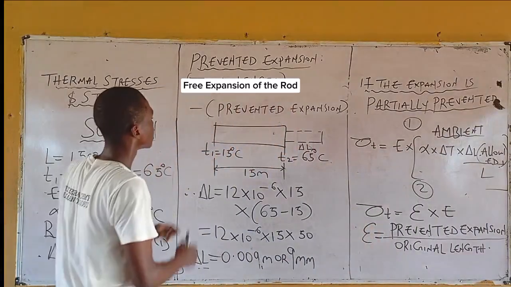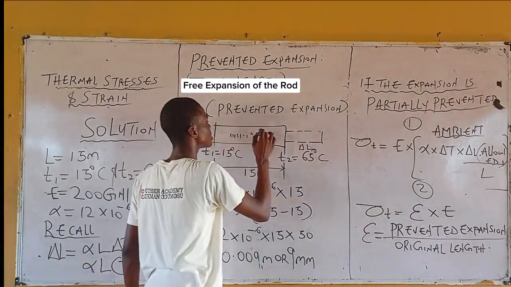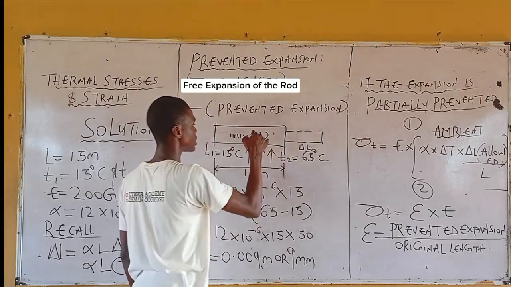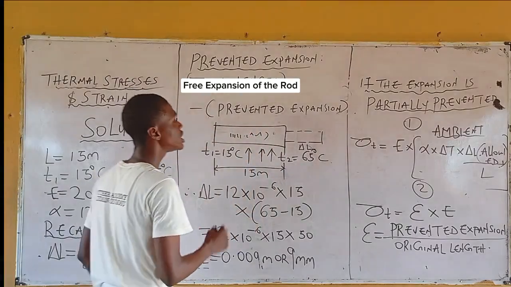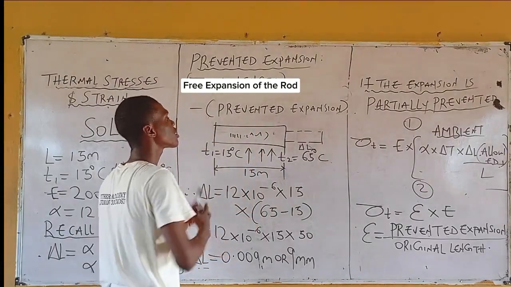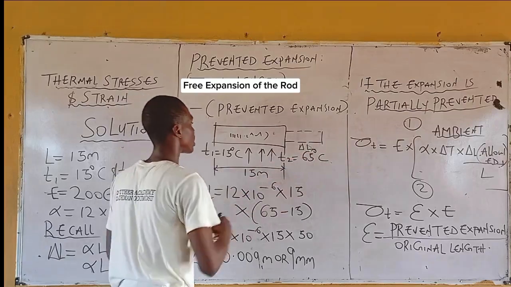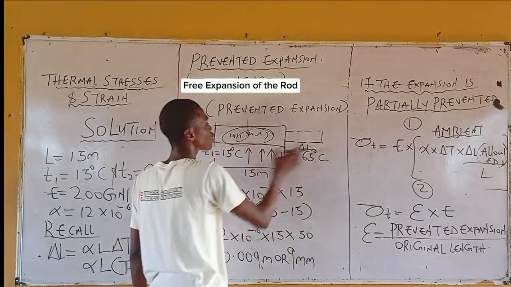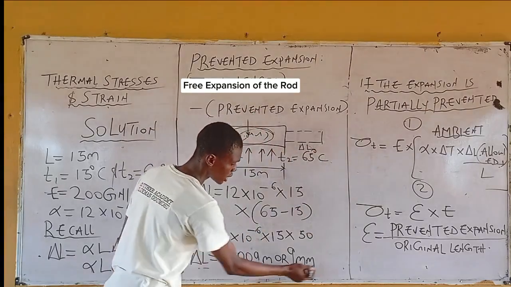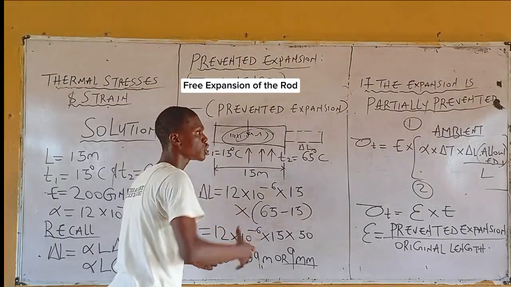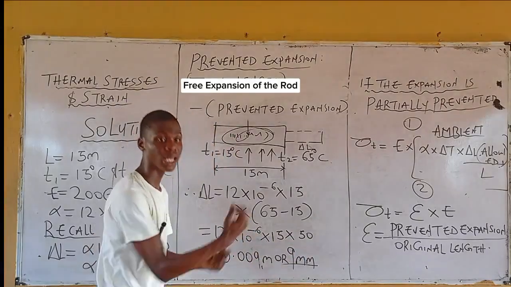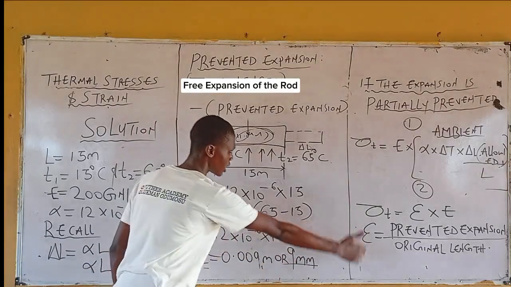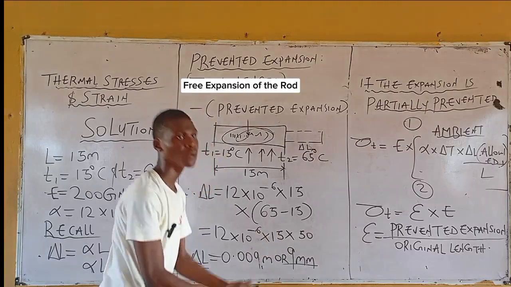So what it means is that the stress, let's say these stresses have been induced due to this heat subjected to this particular rod. The expansion that the stress can cause is only 9 mm. It can't produce more than 9 mm or less than 9 mm. Are you getting me?